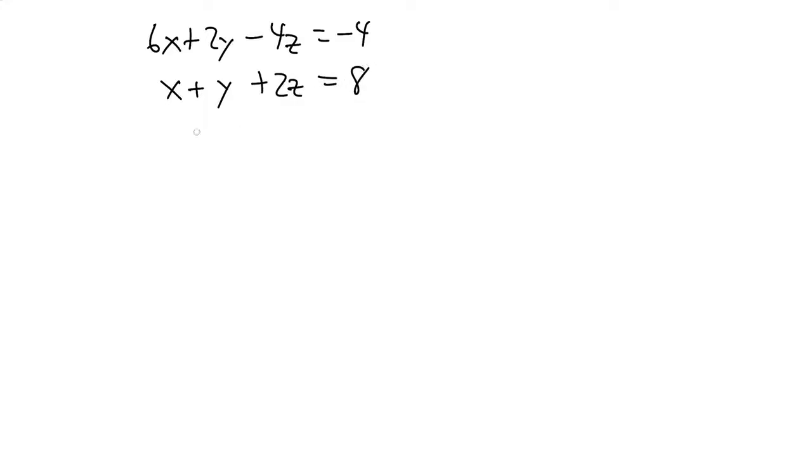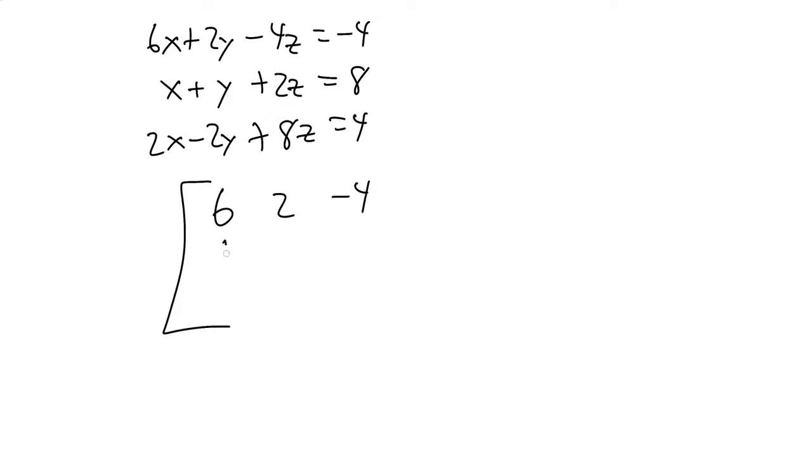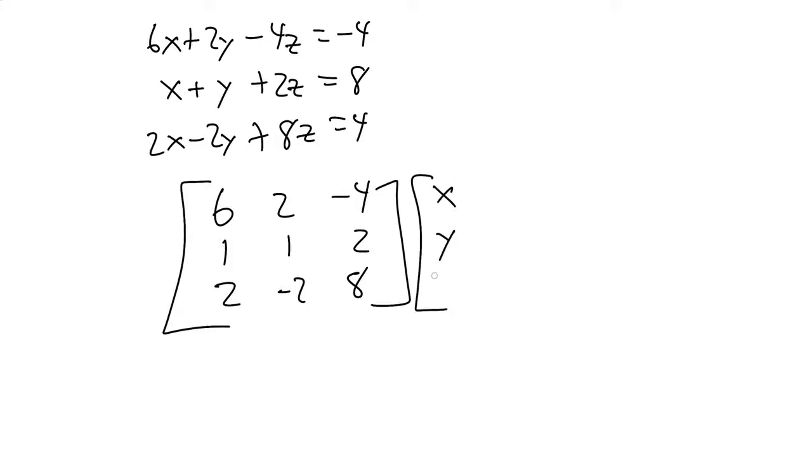So another example would be, suppose we had 6x plus 2y minus 4z equals negative 4, x plus y plus 2z equals 8, and 2x minus 2y plus 8z equals 4. This was the last one I had in that little slide set, which I told you would be a lot of steps to do, right? Well, guess what? Now it's 2 steps, like everything else is. All we have to do is cast this in matrix form, which is 6, 2, minus 4, 1, 1, 2, 2, negative 2, 8 times x, y, z equals negative 4, 8, 4.